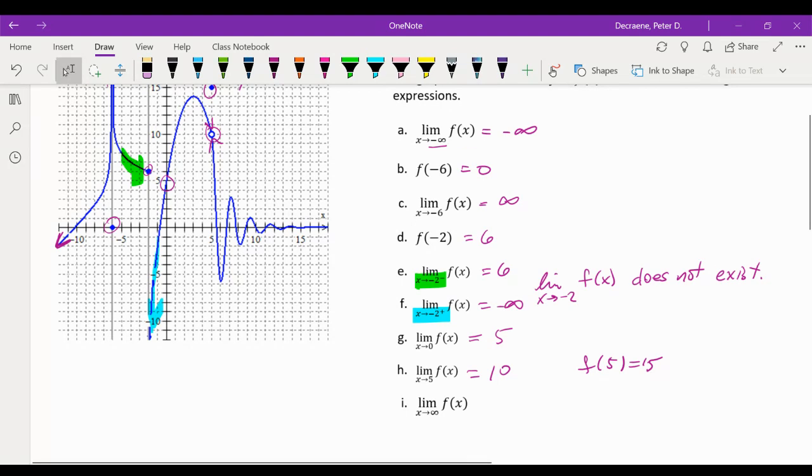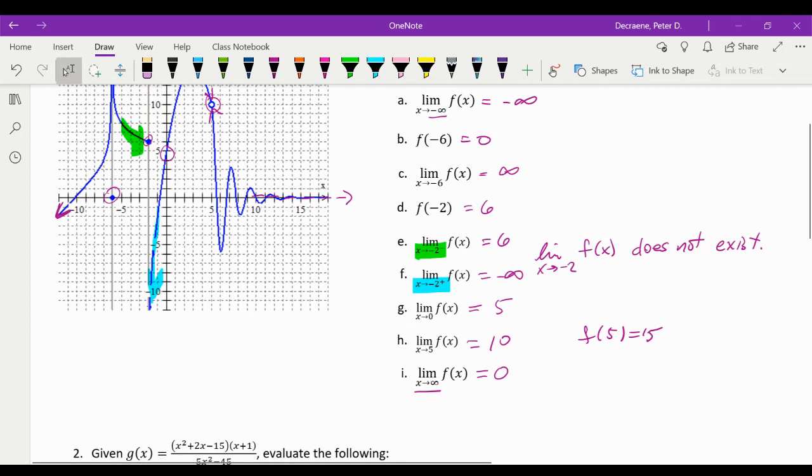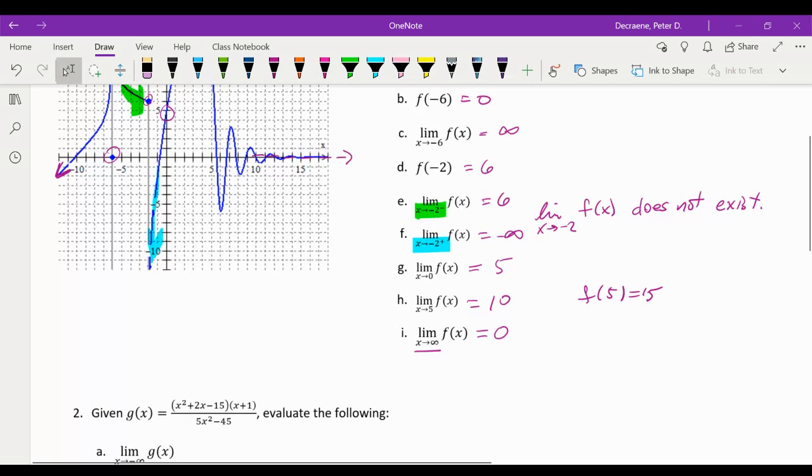And then finally, the limit as x goes to infinity of f of x. Even though this is wiggling around, there is actually an asymptote right there at y equals 0. The limit as it goes to infinity is 0. Even though it's wiggling around, the end behavior is it's getting closer and closer to the x-axis, so that limit is 0. Remember, you can cross horizontal asymptotes as many times as you want. You just get closer and closer to it as you go on to infinity. All right, here we go.